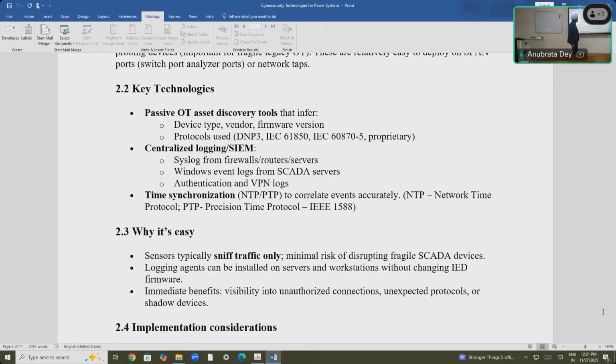So you could see the logs from your firewalls, routers, and servers, analyze them, and see if there is any unauthorized or suspicious activity happening. You could have Windows event logs from SCADA servers, and authentication and VPN logs. Time synchronization is another one, to correlate the events correctly. I think we use that in our system to find out what really happened in terms of operation. The same thing can happen in terms of monitoring traffic and security. Who sent the command, at what time, what command? Is there a link to something else that happened at the same time? So you could use the Network Time Protocol or Precision Time Protocol there.